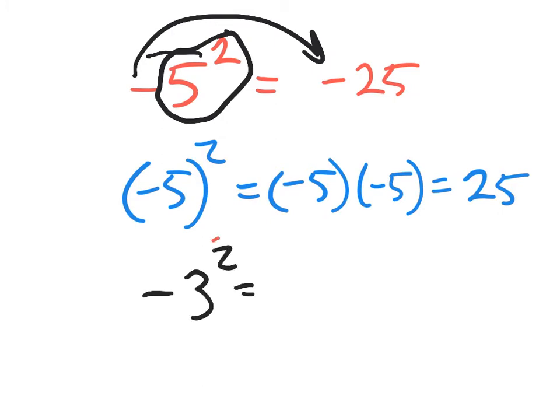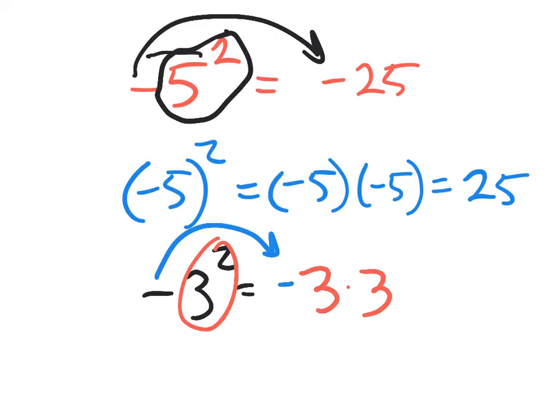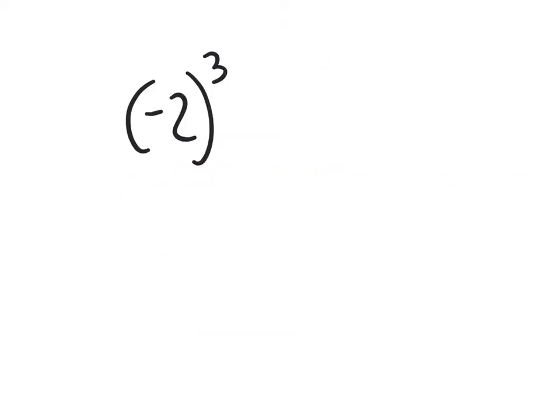Once again, the 3 squared is 3 times 3. And the negative sign, you just put it in front, which means negative 3 times positive 3, that's negative 9. So that's our answer. That's how we do those. Now let's compare that to one that does have parentheses. How about there? Negative 2 to the third. Are we including the negative sign? Yes, because the parentheses are there.